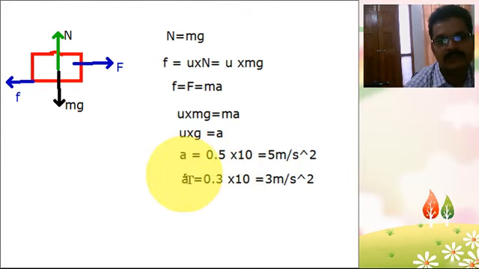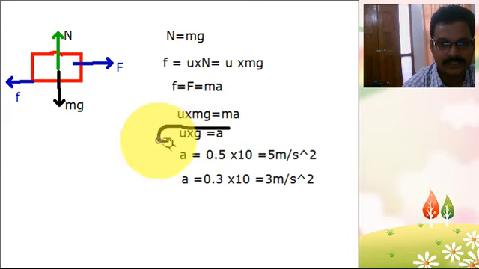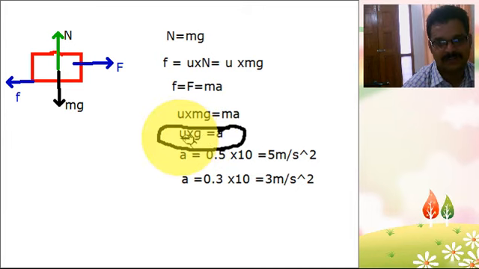So here you should be informed that when you are given friction, the acceleration doesn't depend upon the mass, because here the acceleration is mu into g. So acceleration depends upon small g, which is acceleration due to gravity, and mu, which is the coefficient of static friction, but not on mass in this case.